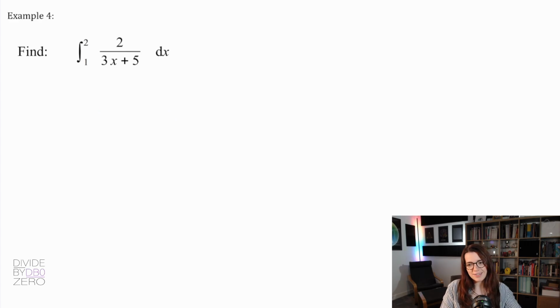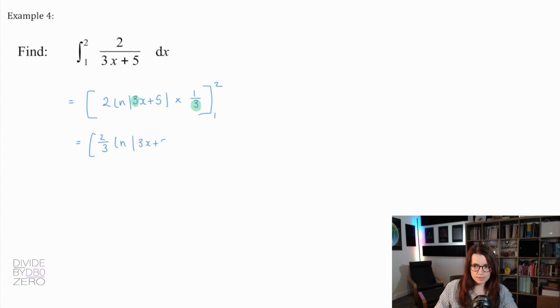Last example, find the integral of 2 over 3x plus 5 with the limits 1 and 2. Now for this one, because it's a reciprocal, we know that ln's going to be involved. So I'd probably go ahead and do 2 ln 3x plus 5 straight away, and then think about my adjustments. So in this case, I'm going to times it by 1/3 because 3 is the derivative of 3x plus 5. And we always have to divide by the derivative of what's inside the bracket, or in this case, the modulus. Limits are 1 and 2. I tidy up slightly before substituting in the limits. 2/3 ln 3x plus 5, and then sub in the limits carefully.